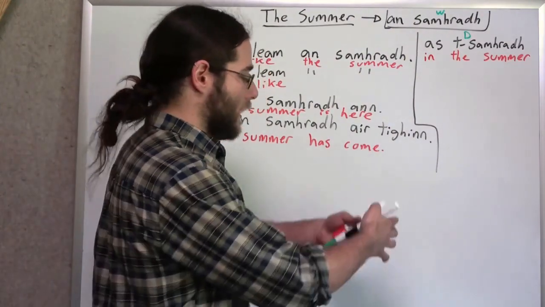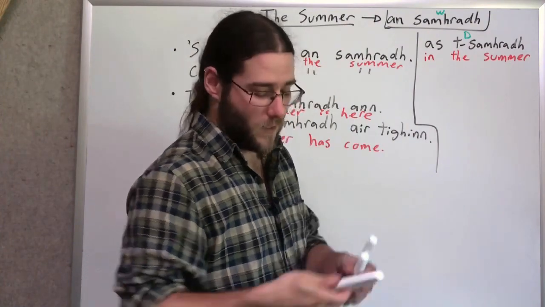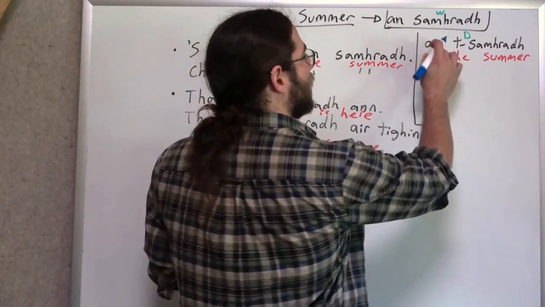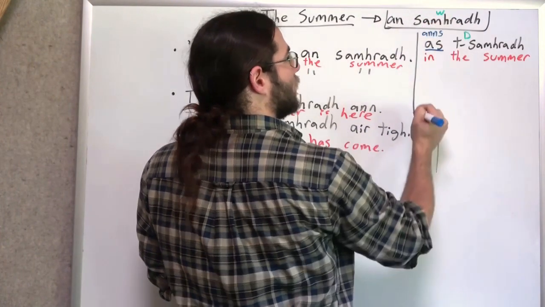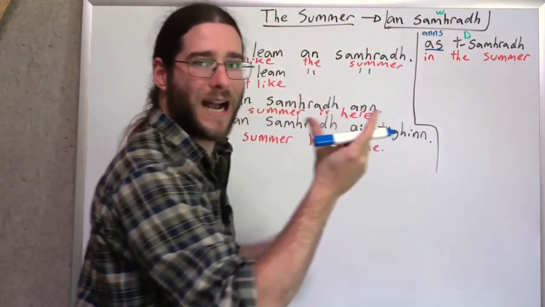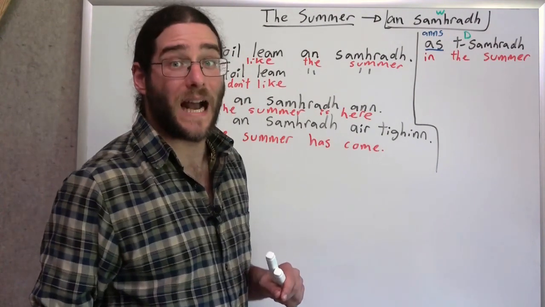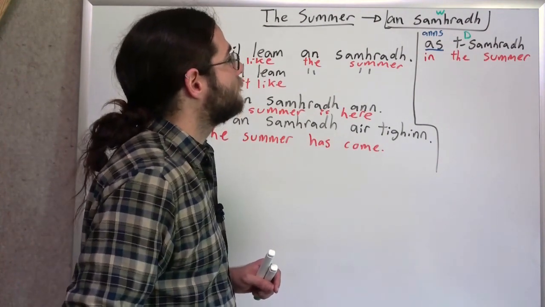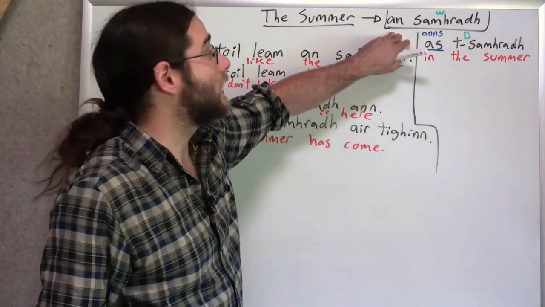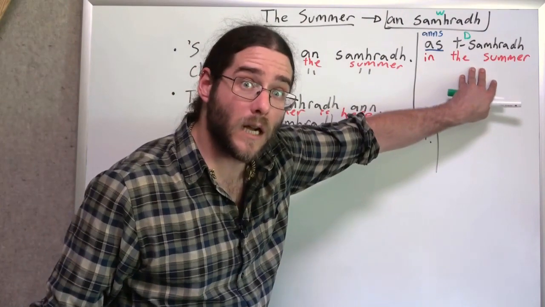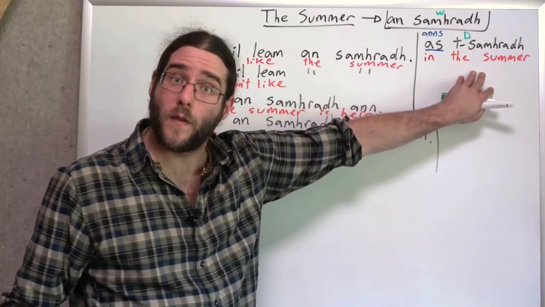And this as, maybe you saw my other video about spring months. There was a little tip in there too about this. As is really kind of an anns an, that's just been smushed together. So we have an samhradh, the summer. As t-samhradh, that D sound, in the summer.